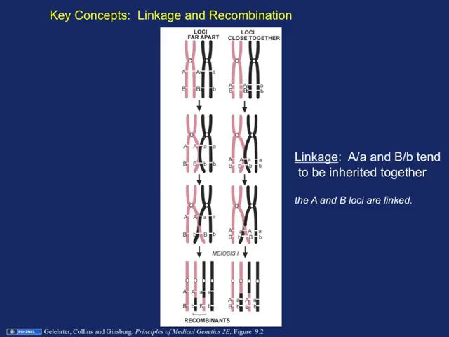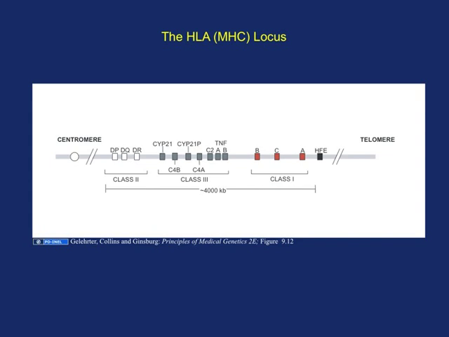Okay. So we already talked about this linkage concept, and I'm just emphasizing it again here because this is so fundamentally important. Linkage in this case was because this A and B gene tended to be inherited together. Whatever genotype you had at A and at B tended to be inherited together. That's what linkage is.